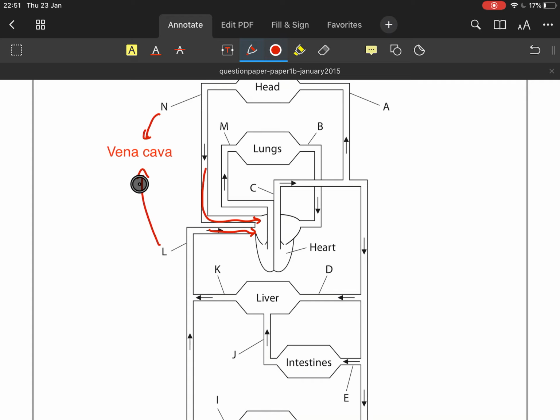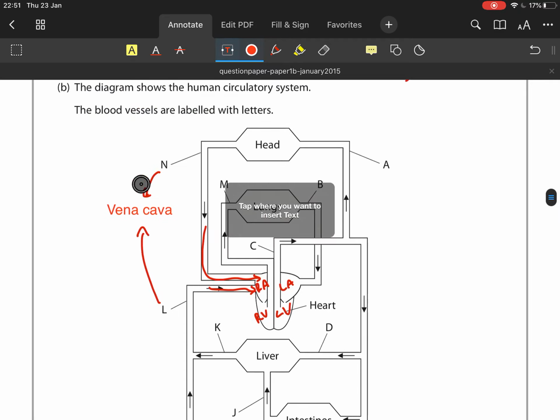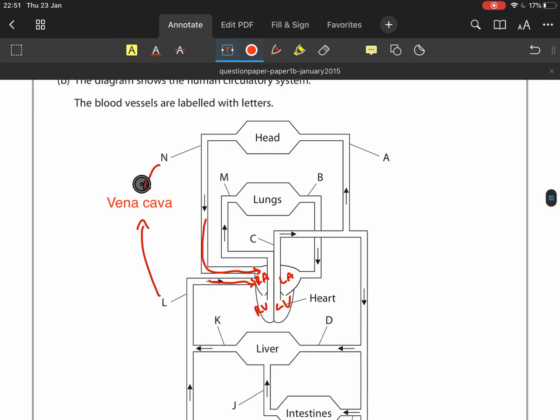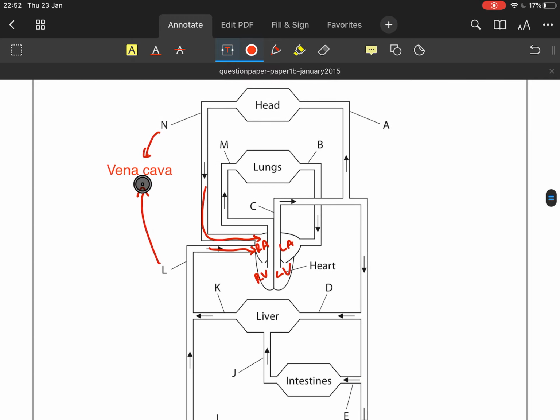the right atrium. Okay, remember this is our right atrium of the heart here, left atrium, right ventricle, left ventricle that should be. So that's the deoxygenated blood. They make up the 2 parts. Basically, one part of the vena cava is called the superior vena cava. So N is technically the superior vena cava. It's bringing blood from the head, whereas the L would be the inferior vena cava. It's bringing blood in from the body.